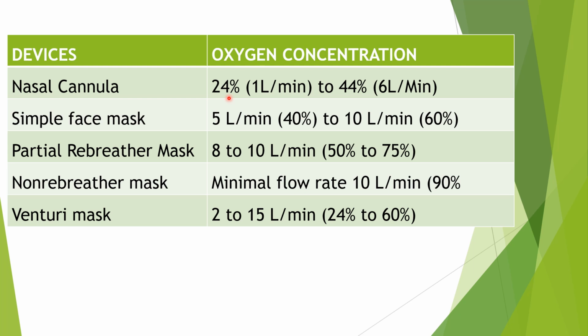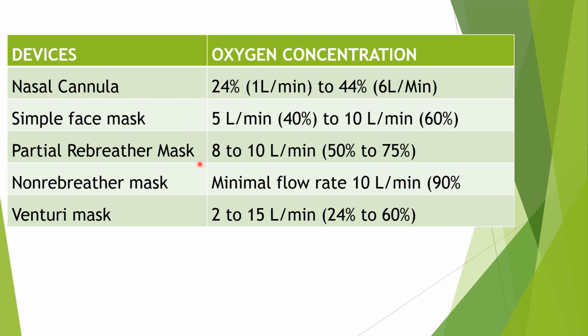In our previous question, you saw that the nasal cannula order was written 8 liter per minute. It should not happen. You need to know that through nasal cannula, it should be 1 liter to 6 liter per minute, so that it provides a concentration of 24% to 44%. If you're moving to the simple face mask, 5 liter per minute to 10 liter per minute is the flow we need to give, and the percentage is 40% to 60%.